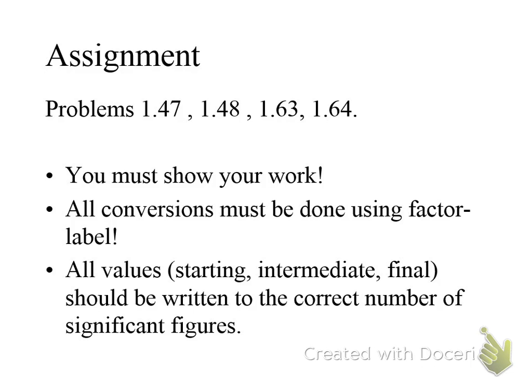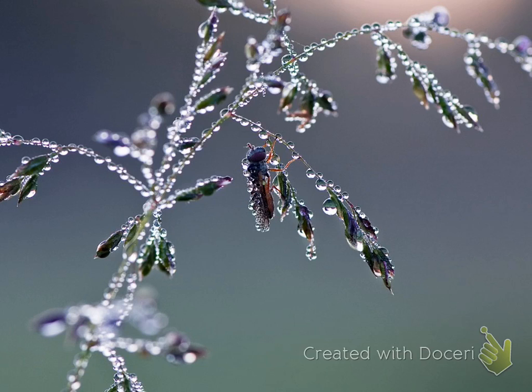So on to part 3. Notice, by the way, the instructions say show all work. All conversions must be done using factor label. That's why I want to show you a little bit of factor label in part 3. Make sure that you round according to the right number of significant figures. So here's part 3. Part 4, excuse me, part 4.